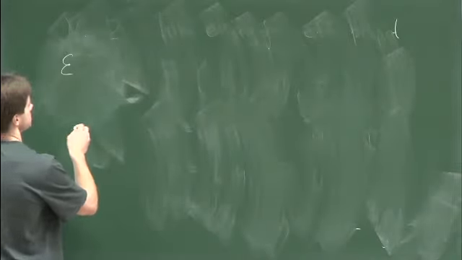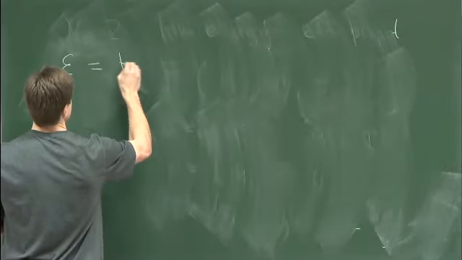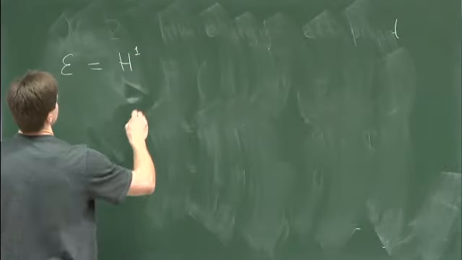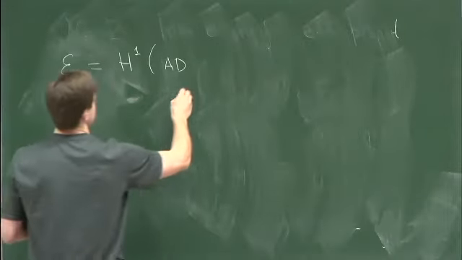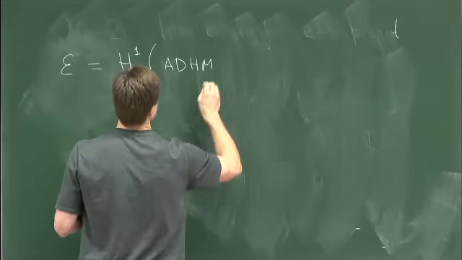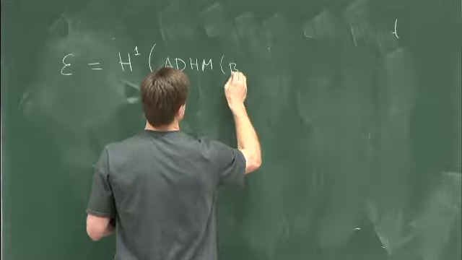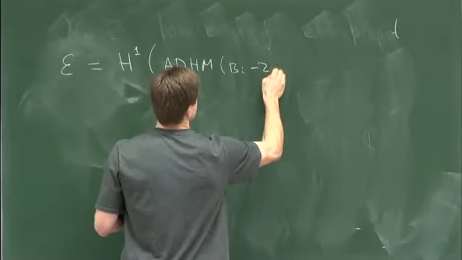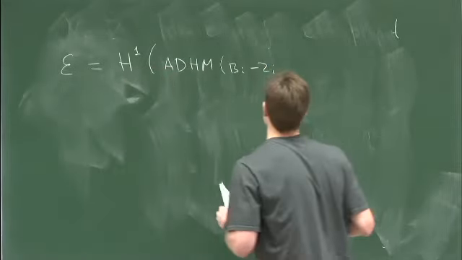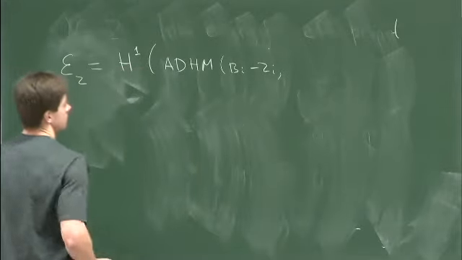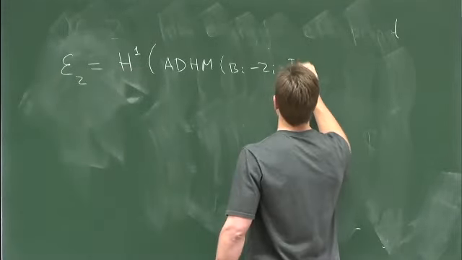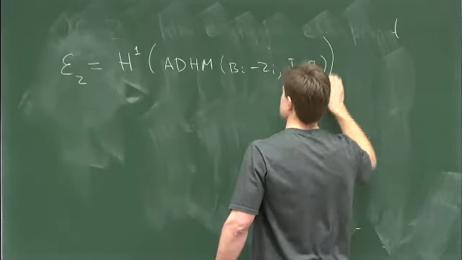ADHM matrices B and I, J, is given by the cohomology of that ADHM complex written on top, with the matrices B_i corrected by subtraction of z_i. So that's the fiber at the point z, say.